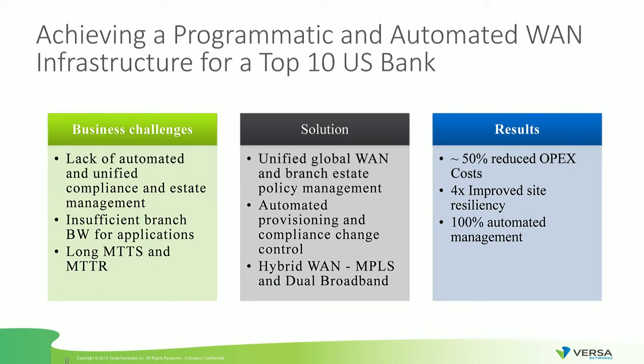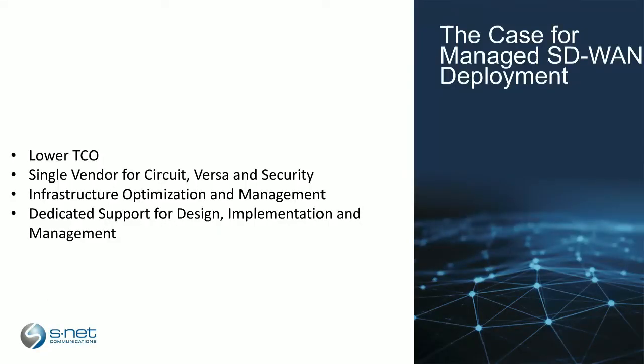So Versa was the solution they selected after a lengthy proof of concept and evaluation process. We were able to unify their overall WAN and branch estate policy management through a unified console and centralized management. We began to automate how they were provisioning all of their new sites, their existing branches and cafes, as well as various different things related to compliance for financial services and security. They began to automate that as a result of the inherent automation in Versa's tools. And then they were able to go to an active-active hybrid WAN, increasing their overall site resiliency 4x, reducing their OpEx by 50% as a result of appliance consolidation, and then be able to drive 100% automated infrastructure for their estate. With that, I want to kick it over to you, Mike, and have you talk about managed SD-WAN.